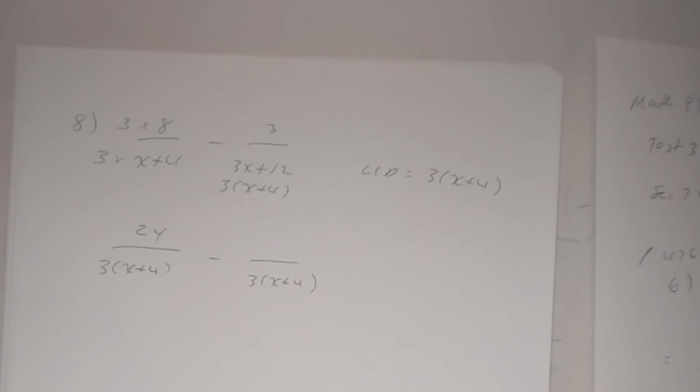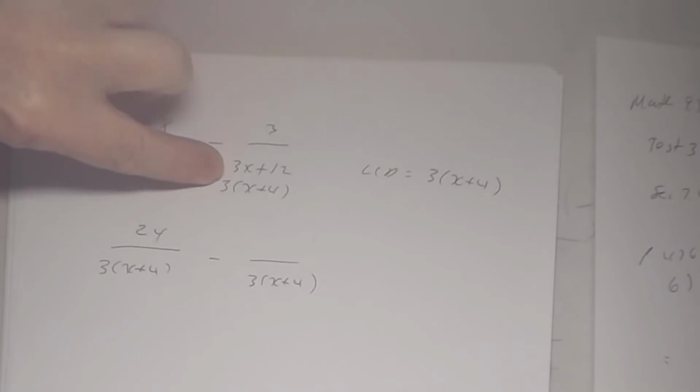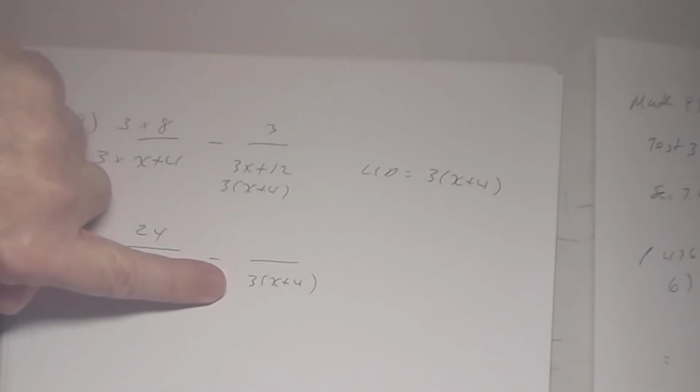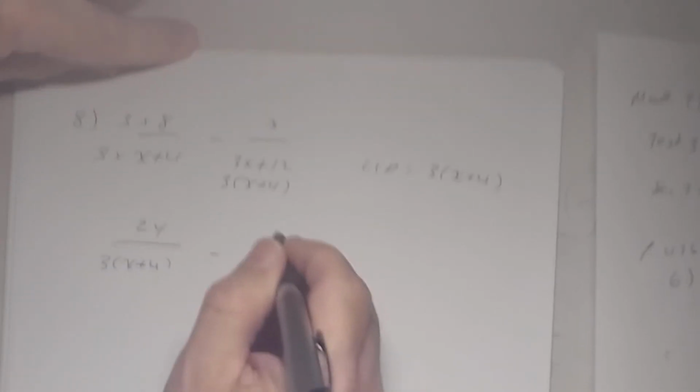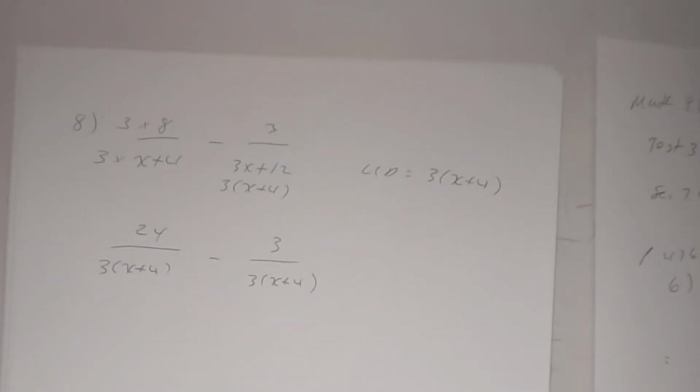Okay, now look at the second denominator. What factor did I have? 3 times x plus 4. What did I want? Same thing. So that means the numerators are the same. So that's what I have. Now can I combine them? You just subtract. That's a yes or no question. Yes. The denominators are the same.